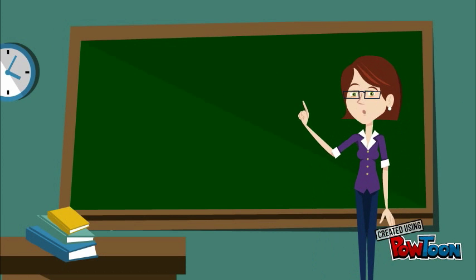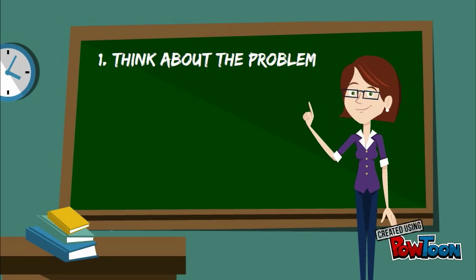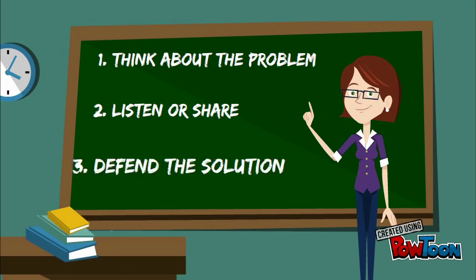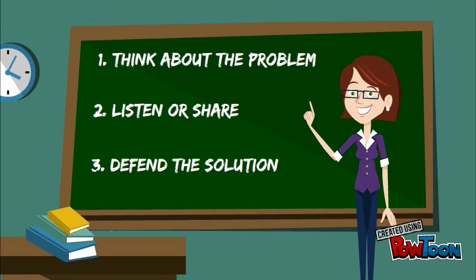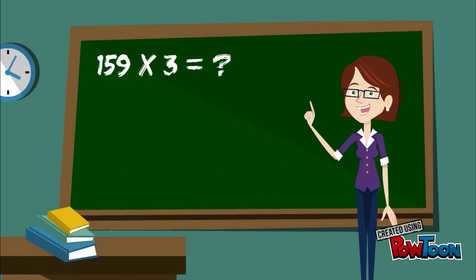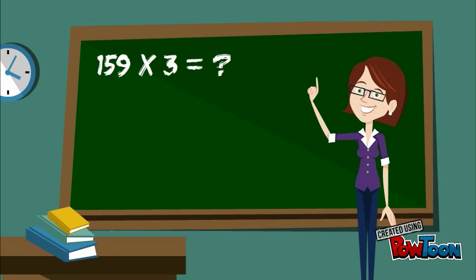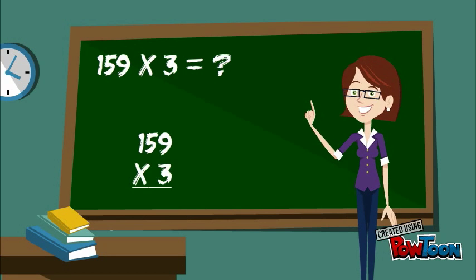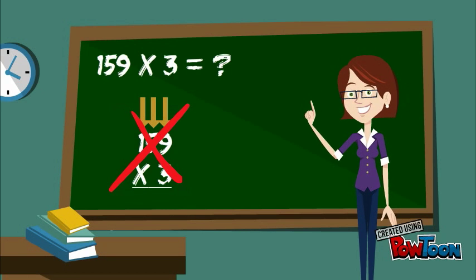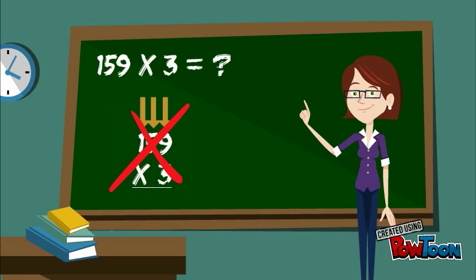Typically, a number talk has three main steps: thinking about the problem, listening or sharing, and defending the solution. First, the teacher writes down a problem horizontally on the board so that all students can see it. It is important that the problem is written down horizontally. Writing a problem down vertically implies that we want students to focus on place values to solve a problem, but that only promotes a particular way of thinking, and the number talk is intended to celebrate all ways of thinking.